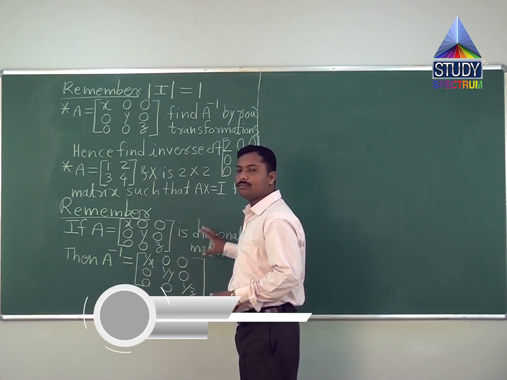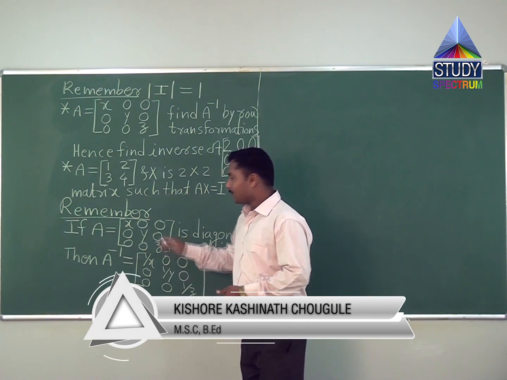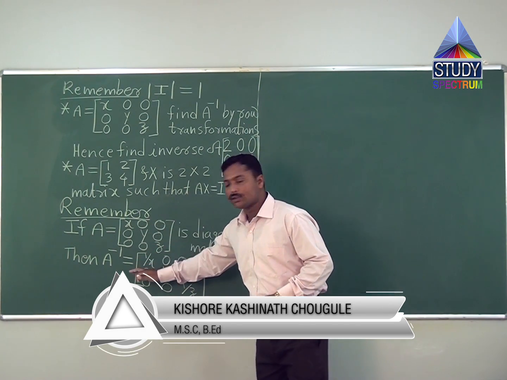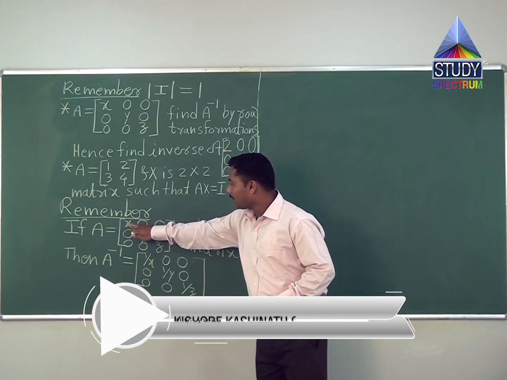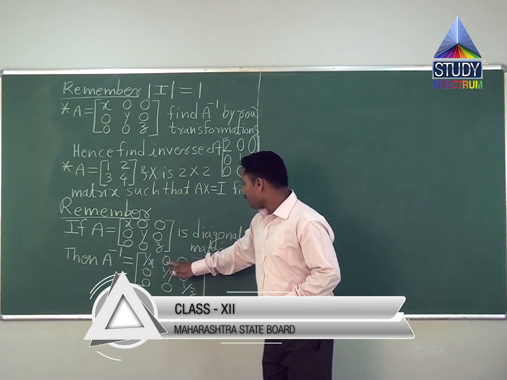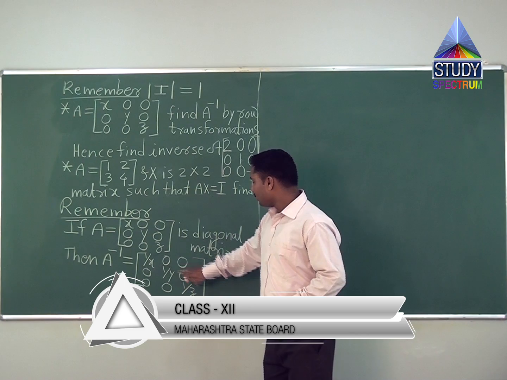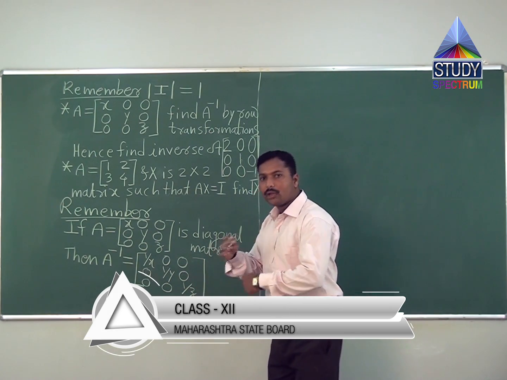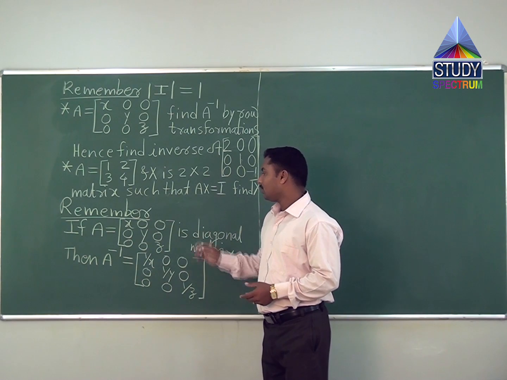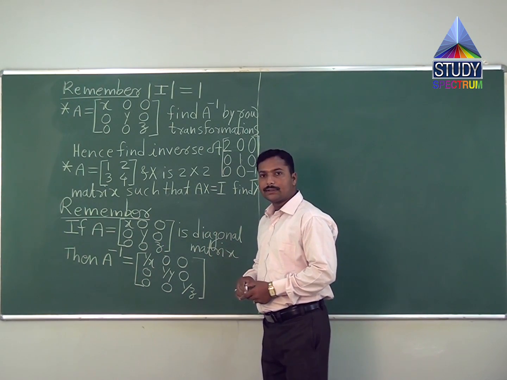For the entrance exam, remember, if A is a diagonal matrix, then A inverse equals: take 1 upon x instead of x, 1 upon y instead of y, 1 upon z instead of z. That means reverse the numbers only, and you get the inverse of the diagonal matrix.